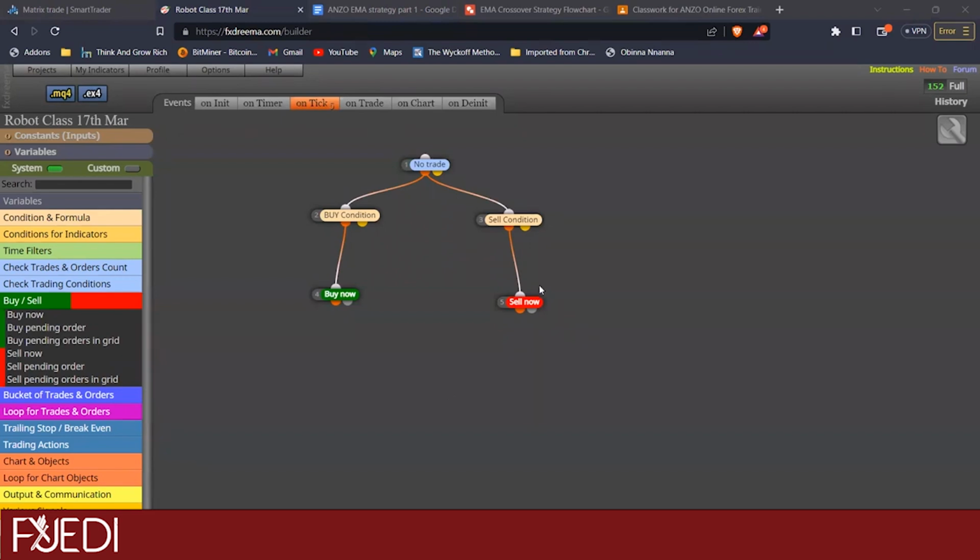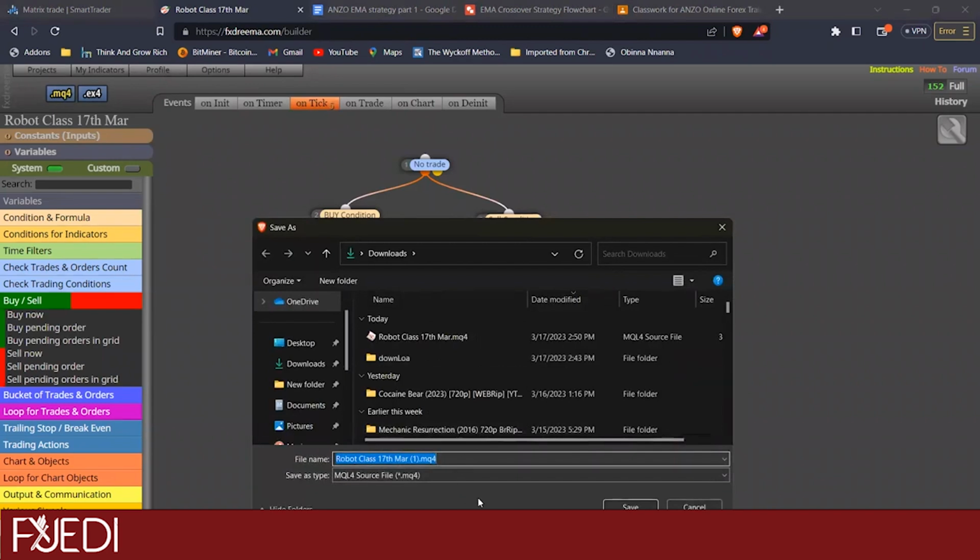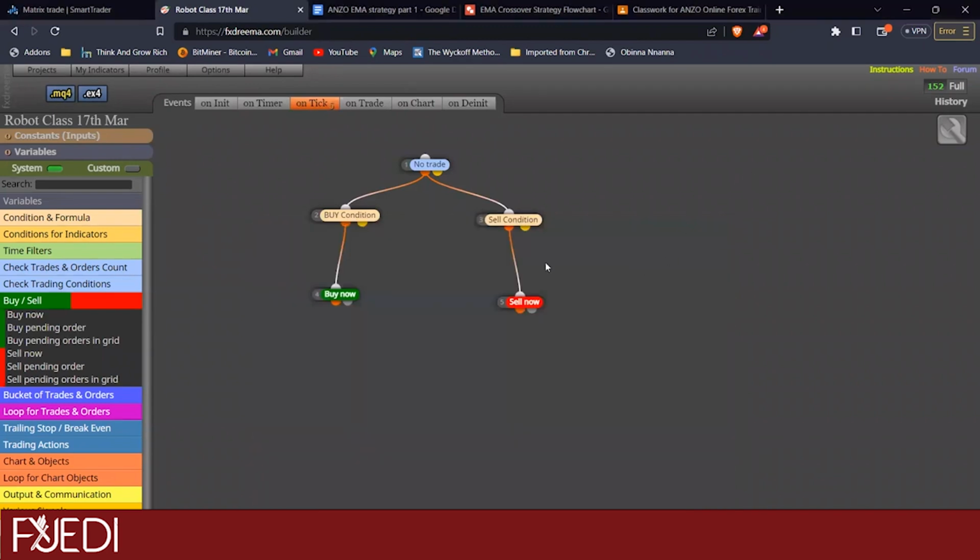Now, what you can do after you're done with your EA is you can download it. So to download, what you want to do is download the .mq4 file, right? So this is it here, .mq4. If you click on it, it will bring up the download window. So let's just do that. We'll just download it, save it somewhere on our computer, and that's it.